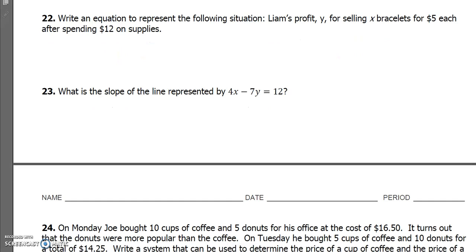Okay, number 22, it says, write an equation to represent the following situation. Liam's profit Y for selling X bracelets for $5 each after spending $12 on supplies. Okay, so the profit is going to be Y. And we are selling X bracelets for $5 each, so that means $5 for each bracelet. After spending means I'm losing money, right? Or I'm not adding it, I'm spending it, so that means I'm subtracting $12. And there we go.